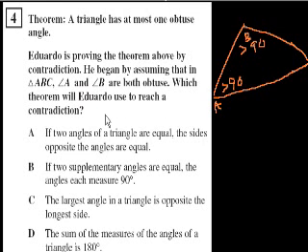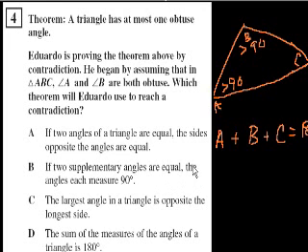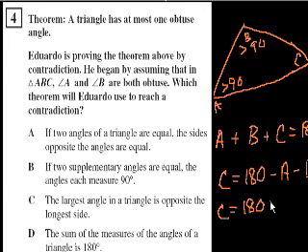Which theorem will Eduardo use to reach a contradiction? Well, before even reading the choices, think about it. What do we know about triangles? That all of the angles add up to 180 degrees, right? So if this is angle A, this is angle B, and let's call this angle C, we know A plus B plus C has to equal 180 degrees. Another way to view it is C is equal to 180 minus A minus B. I'm just writing it a bunch of different ways. C is equal to 180 minus (A plus B), right?